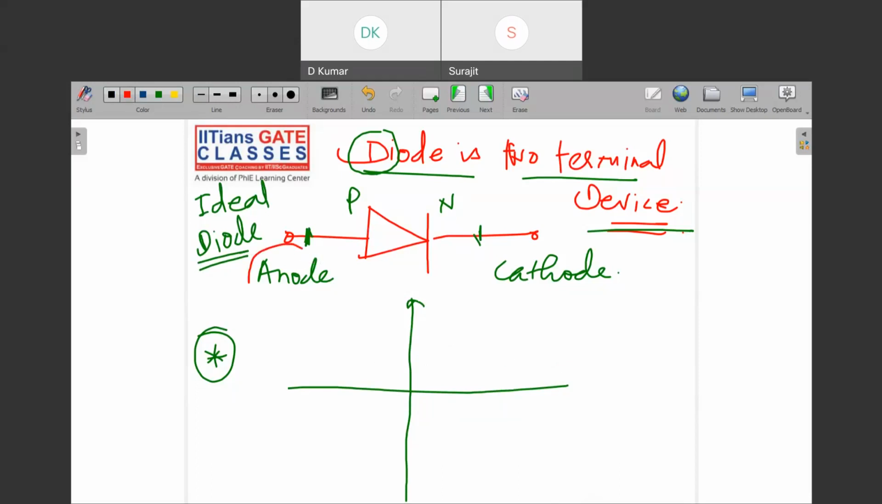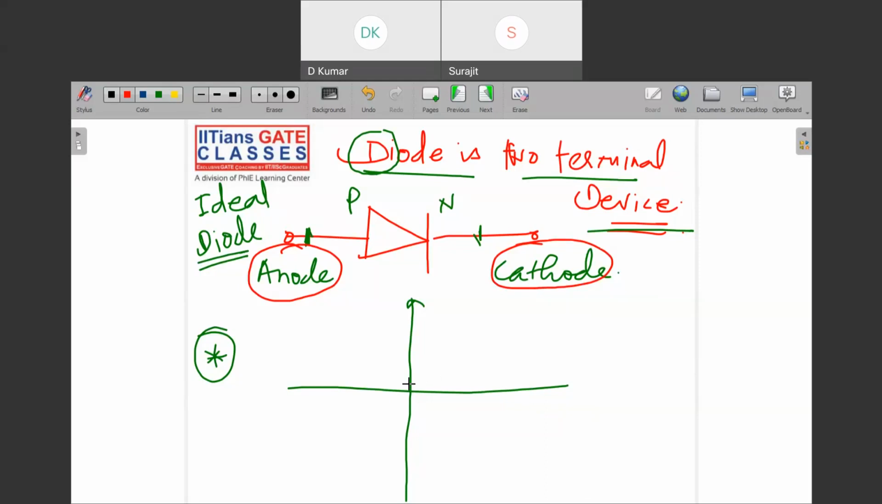If anode potential is greater than the cathode potential, then this diode will be in forward bias. So you have to keep this in mind. Then the current will flow. Suppose the voltage here is 0 across this diode.